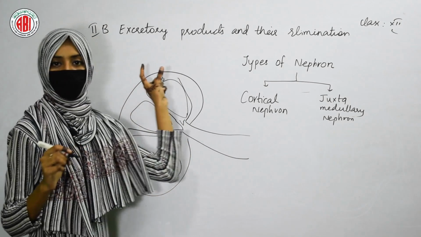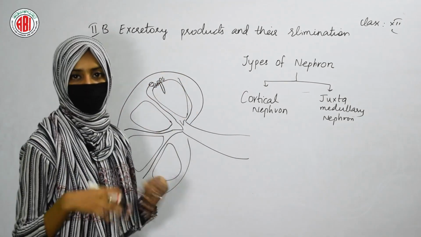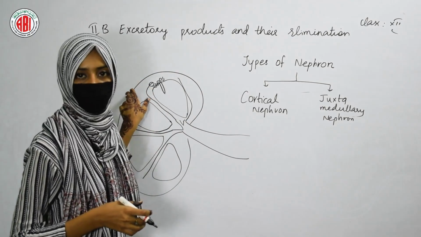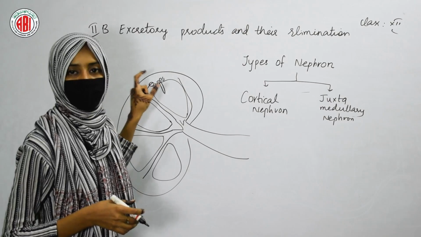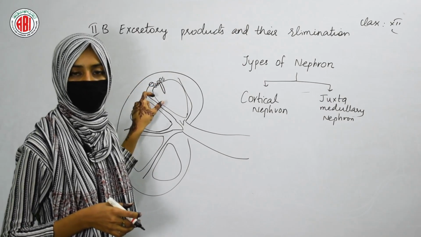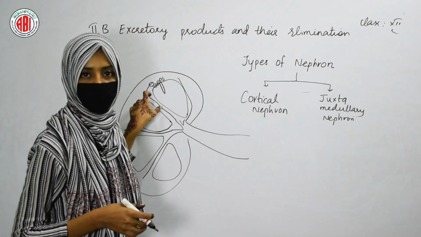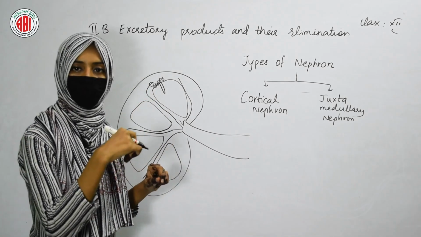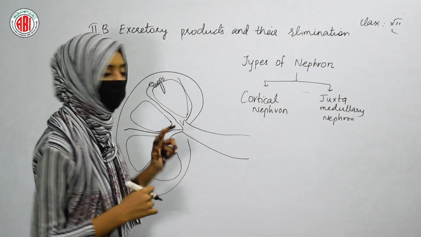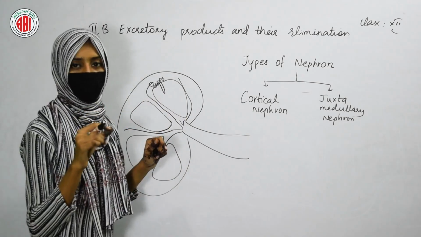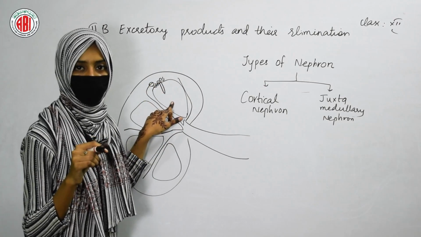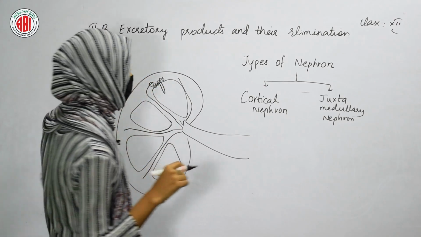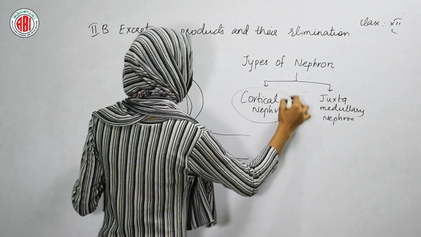The cortical region of a kidney shows the presence of a nephron. Almost all the parts of a nephron will be there in the cortex region, but in the cortical nephron you can see that a short loop of Henle is present. As the loop of Henle is short, it would not extend into the medullary pyramids. Some portion of the loop of Henle will be in the medullary pyramid, but the other parts of the nephron will be in the cortex region. So this type of nephron is called a cortical nephron.